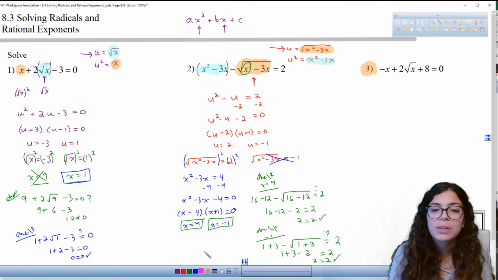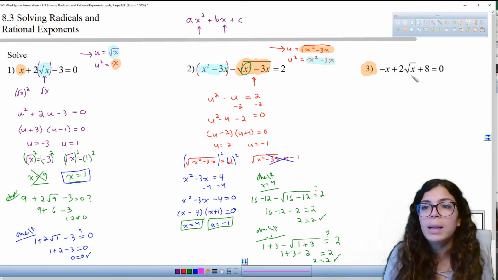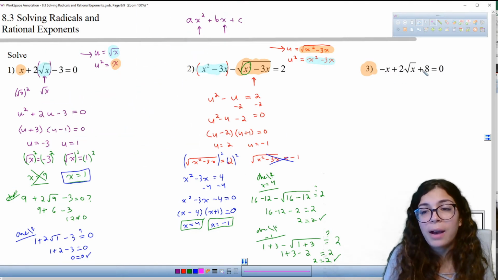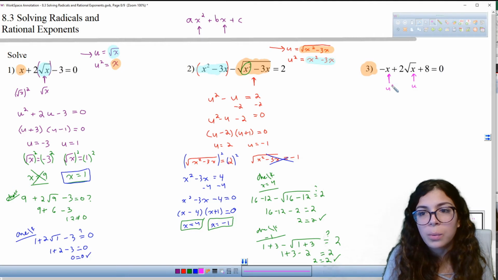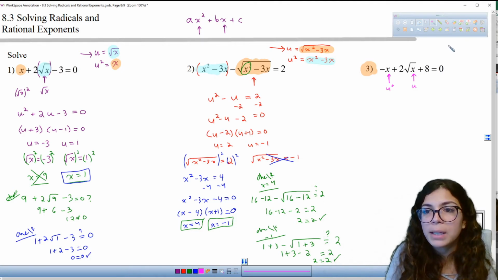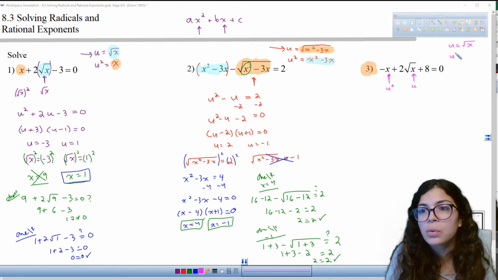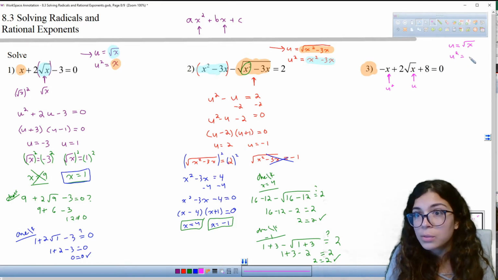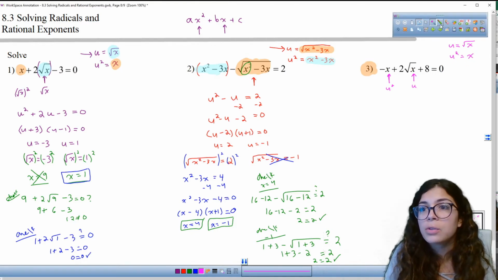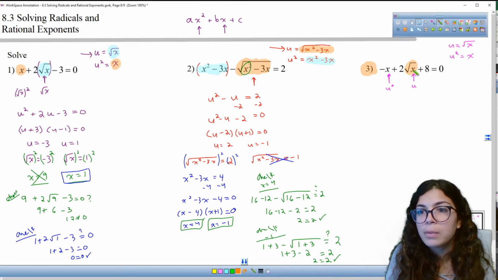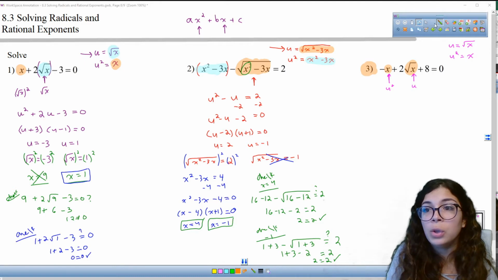Okay, so let's take a look at number 3. Now, with number 3, we do have a quadratic in form, right? Remember, that will be u, and then this will be u squared, right? So I'm going to go ahead and replace u is the square root of x, and u squared would be square root of x squared, which would be just x. So I'm going to replace square root of x with u, and I'm going to replace x with u squared.